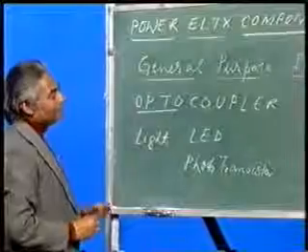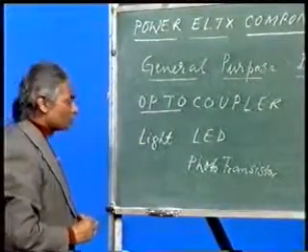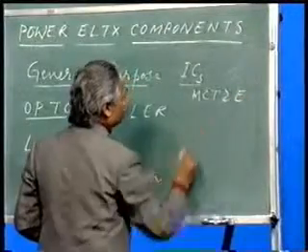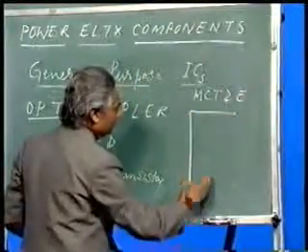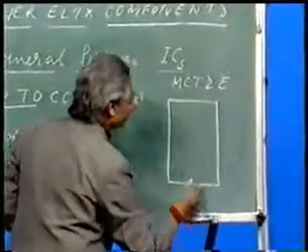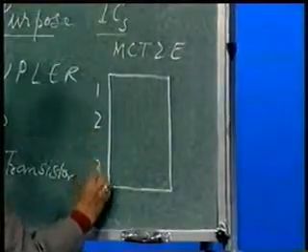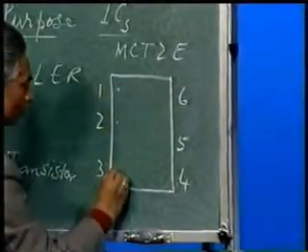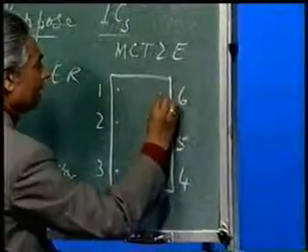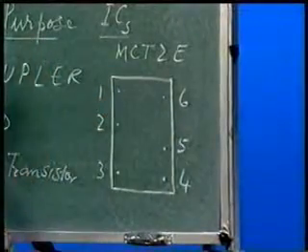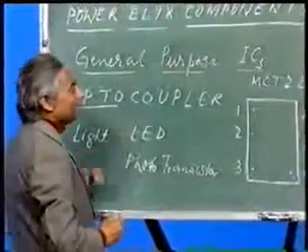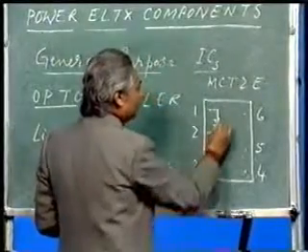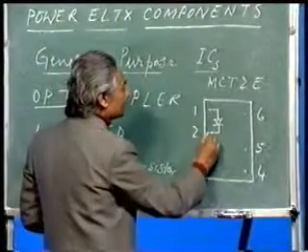These 2 are inbuilt in this device, and the most commonly found optocoupler in the market is MCT2E, which is a 6-pin IC, as I have shown you. The configuration is like this. Suppose 1, 2, 3, 4, 5, 6. This is pin number 1, 2, 3, 4, 5 and 6. Between 1 and 2 there is the first component, which is LED, and it is connected like this. That means anode is connected to pin number 1, cathode is connected to pin number 2.